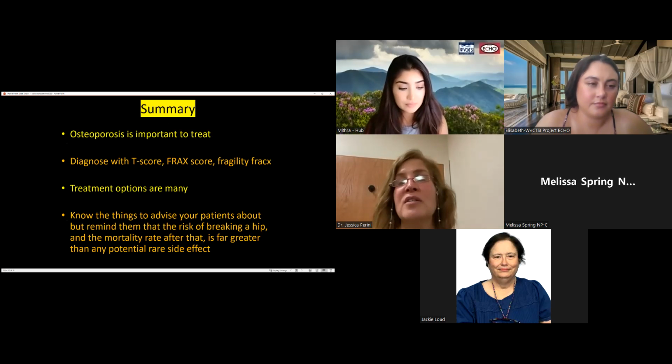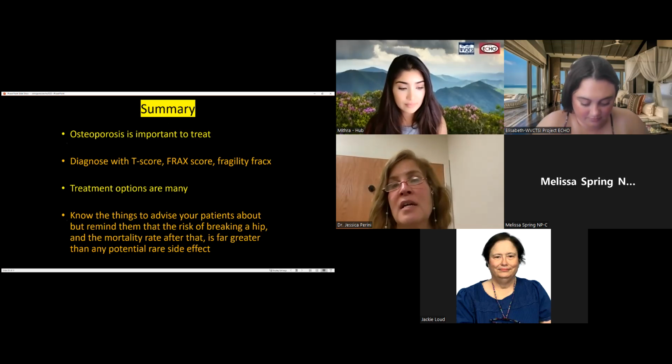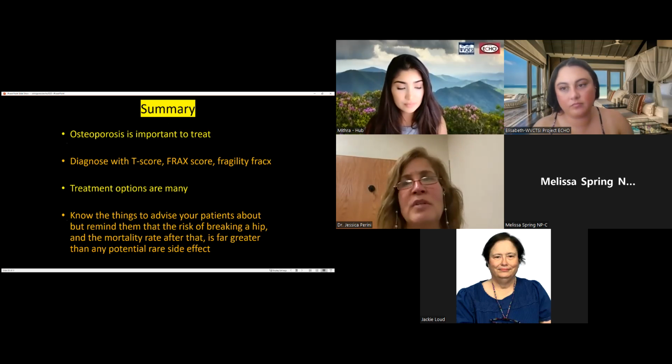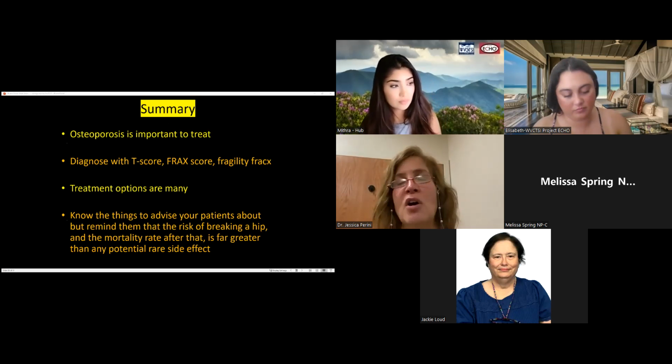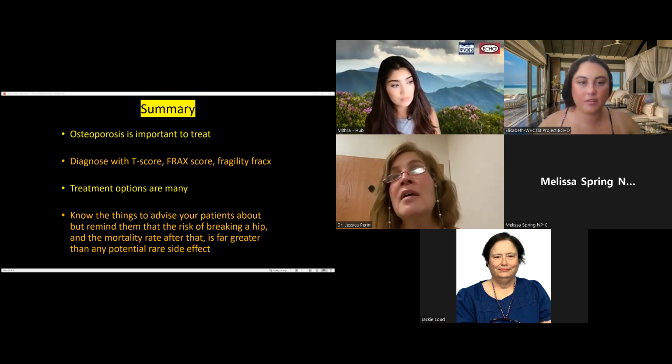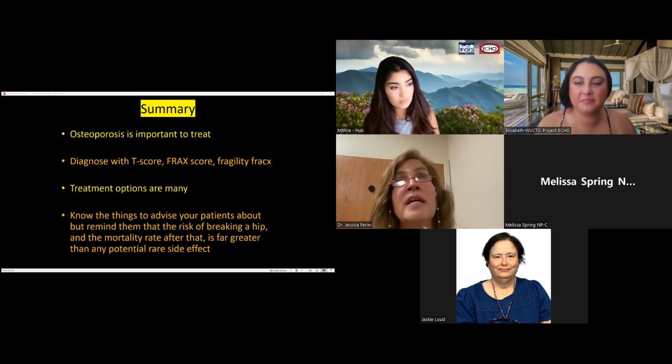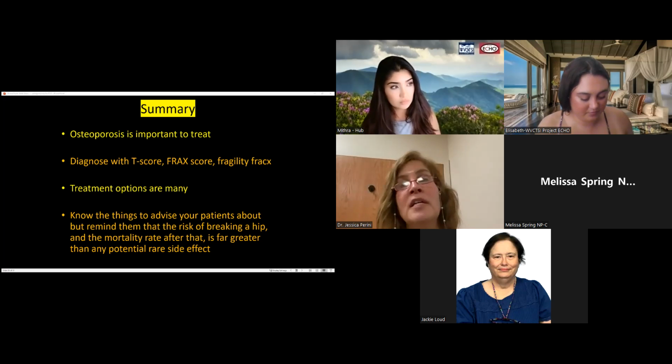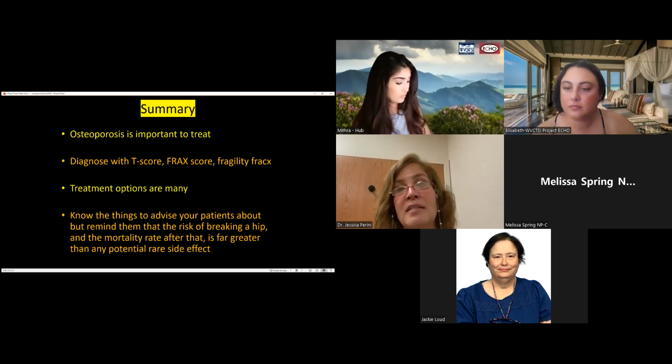Okay, so summary. Osteoporosis, it is very important to treat this. Despite some of the bad press out there that patients often find and hold on to more than the good press that says they should be treated, we really need to talk our patients into getting treated if it's possible, by giving them the proper information about the risks of breaking something, the mortality that comes with it, and clearly explaining the side effects of the medicines.